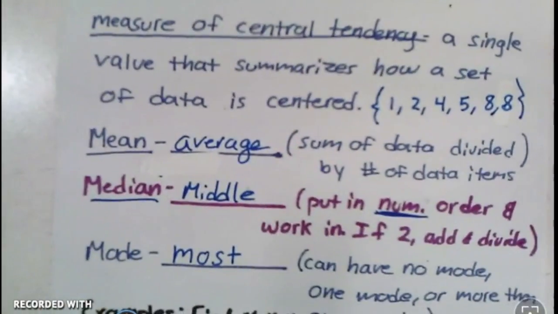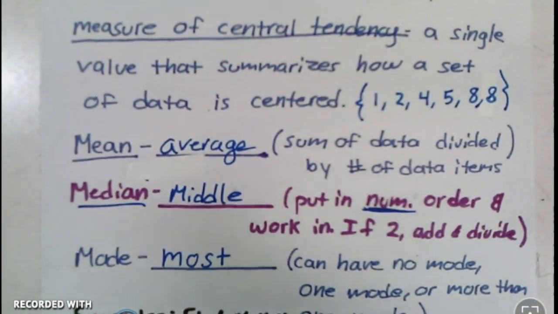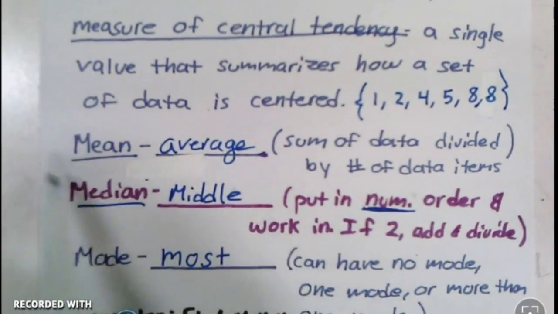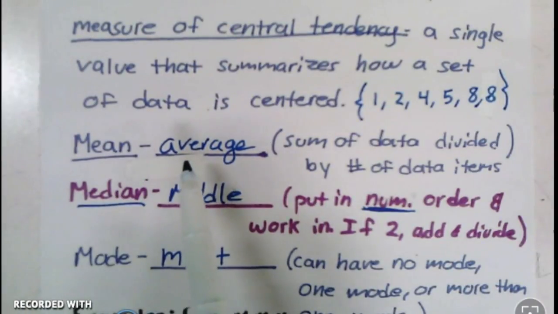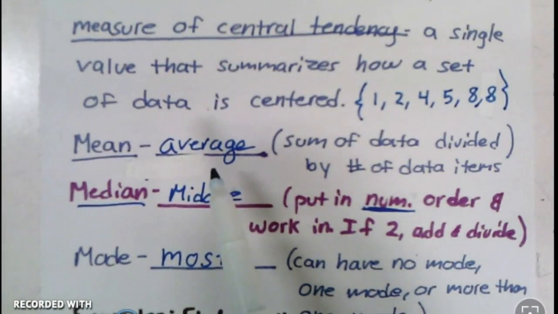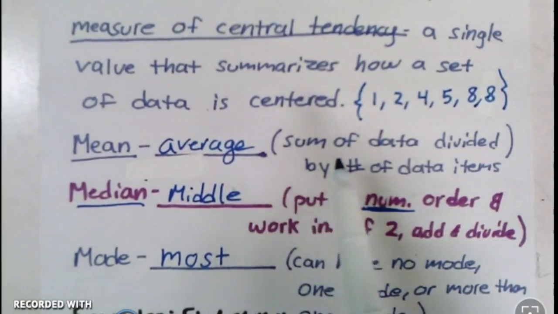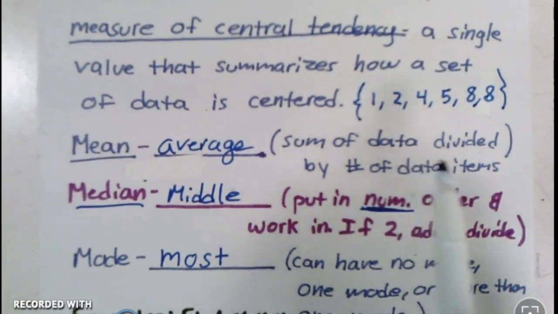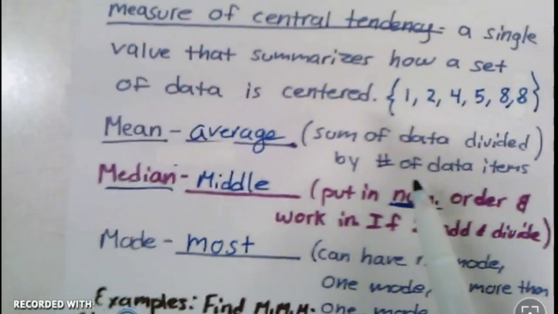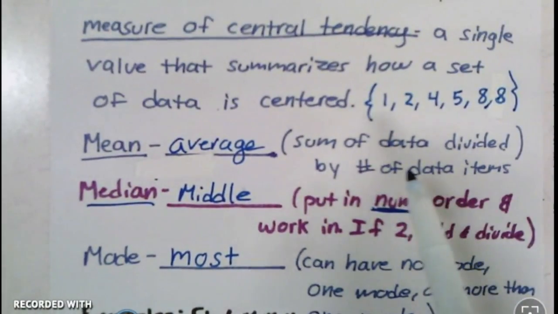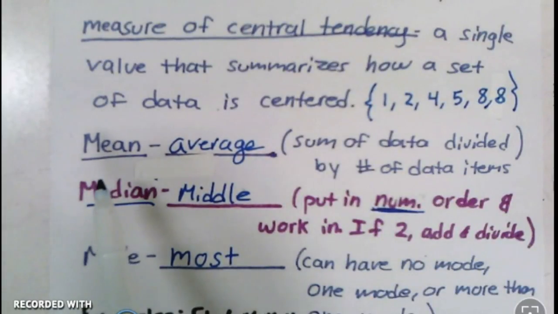So the most common type of central tendency is mean. And that's what you've learned about at least since 5th grade. And you've learned that mean means average. The way that you find the average is you find the sum of all the different data numbers given, and then you divide that by the number of different data items. And that gives you your mean or your average.